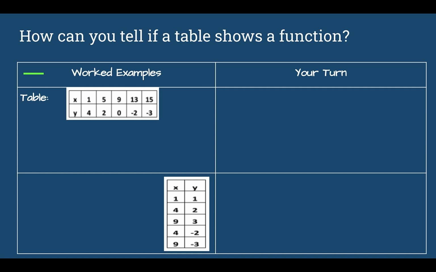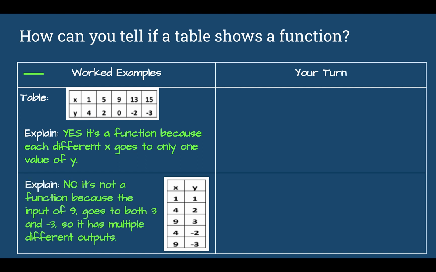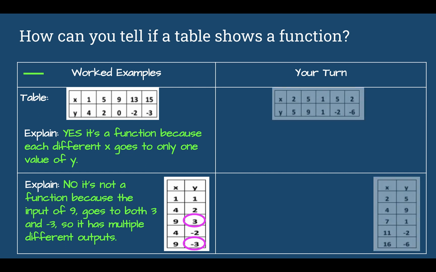The same thing goes with 9. I used 9 the first time and I got 3 out. I used 9 again and I got -3 out. They are not the same. So the top one, yes, it's a function because each x only goes to one value of y. The second one is not a function because we have 4 that goes to 2 things and 9 goes to 3 and -3. They are 2 different outputs for the same input. That's not okay. Now it's your turn. Pause the video and see if you can determine if each of these tables shows a function or not.